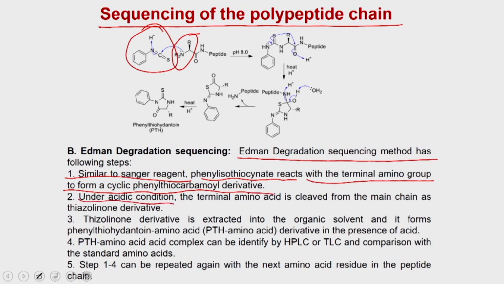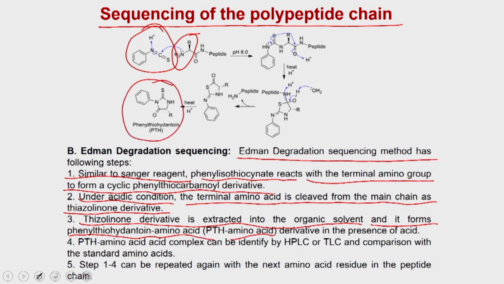So, in step 2, under acidic conditions, the terminal amino acid is cleaved from the main chain as a thiazolinone derivative, and this thiazolinone derivative is extracted into the organic solvent and forms the phenylthiohydantoin amino acid, the PTH amino acid complex, which is this one. In the presence of acid, the PTH amino acid complex can be identified by HPLC or TLC in comparison with the standard amino acid. Steps 1 to 4 can be repeated again and again.